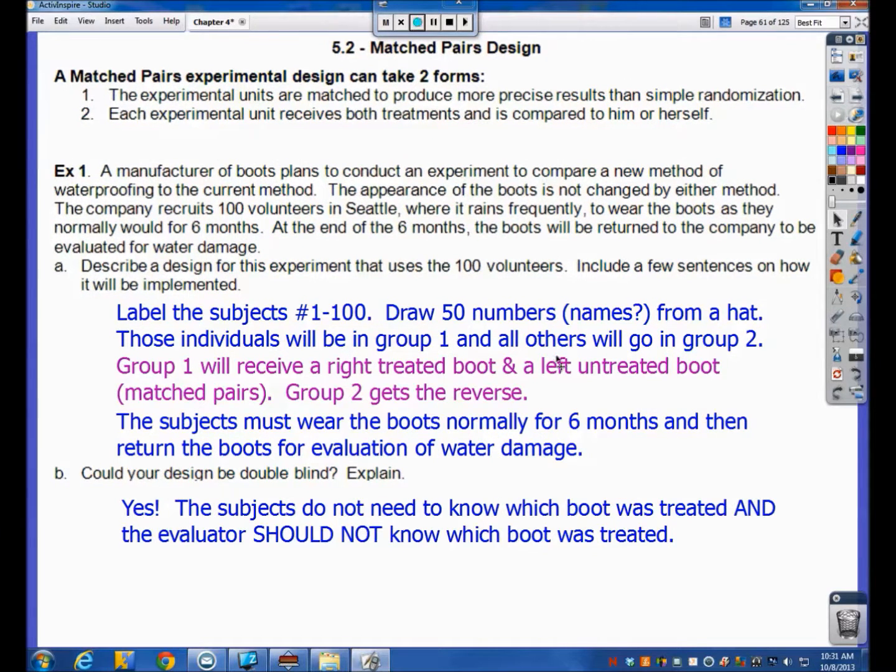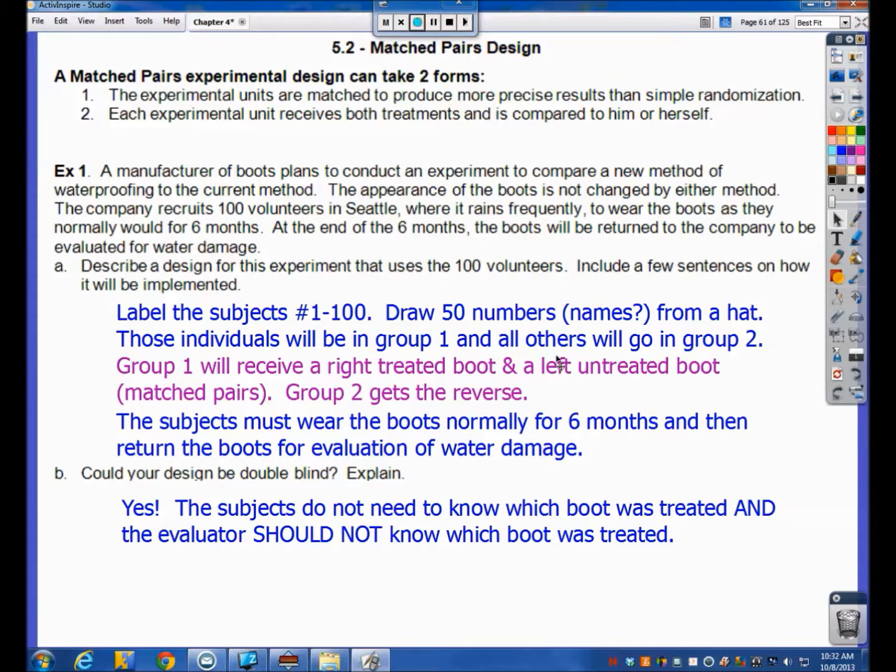Absolutely. The people receiving the boots really shouldn't know which boot has the newer waterproofing method. If they did know, they might try to really test it out and splash it more in the water to see if it really holds up. If people knew that a certain boot had the old waterproofing method, they might try to avoid puddles or big water scenarios because they know it's not the new method of waterproofing.